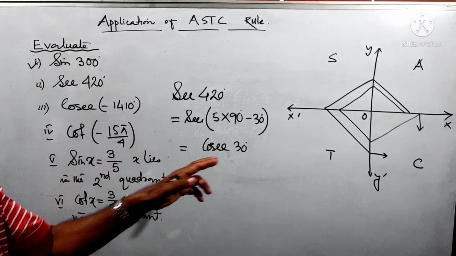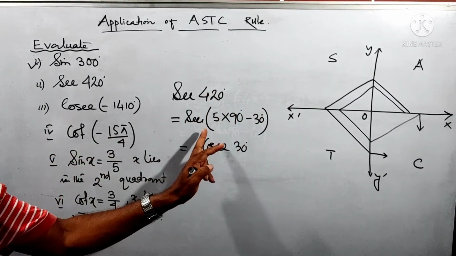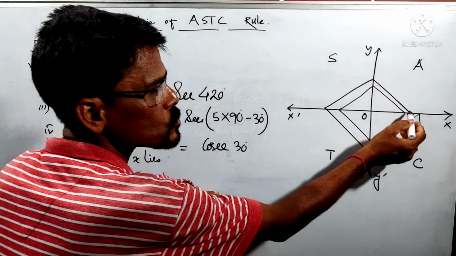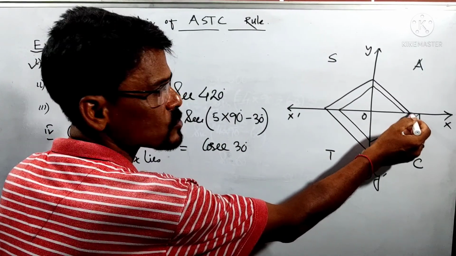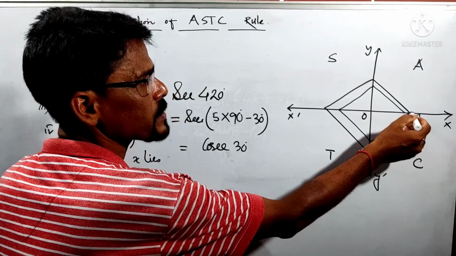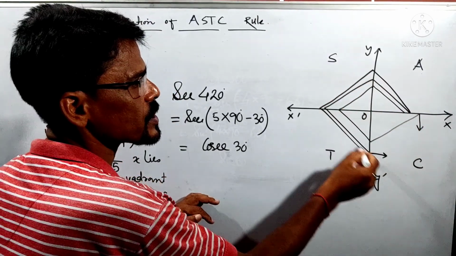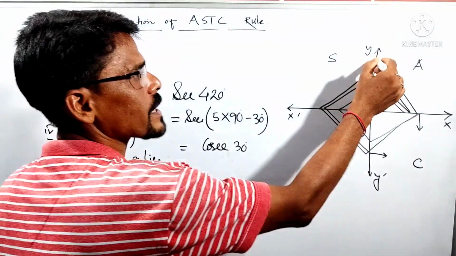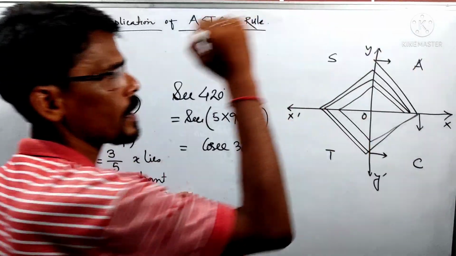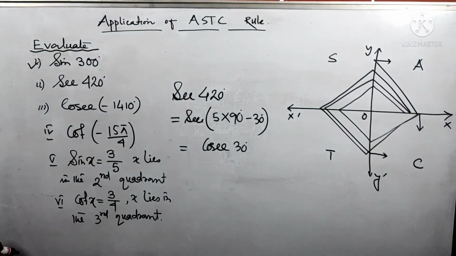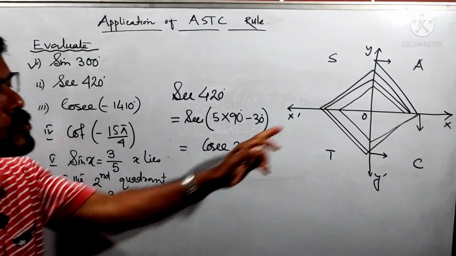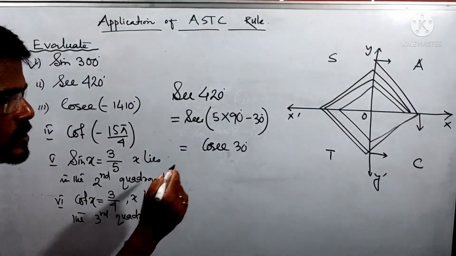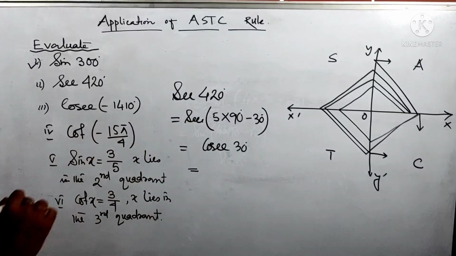Then you see by the ASTC rule whether it will be positive or negative. For that, take 5 into 90 degrees. Starting from the positive direction of the x-axis, go 5 times 90 degrees: 1, 2, 3, 4, 5. Up to here is 5 into 90, then minus, so it comes back. So you arrive at the first quadrant, and in the first quadrant we know all trigonometric ratios are positive. That's why the result will be positive. So ultimately it is cosec 30 degrees.